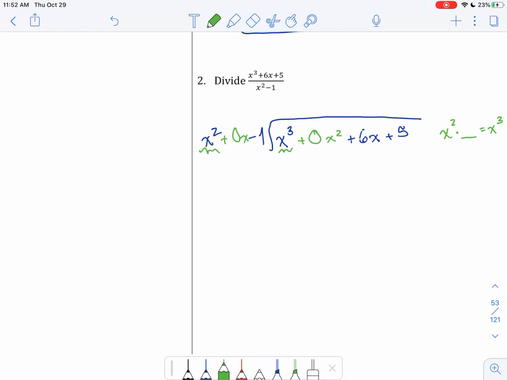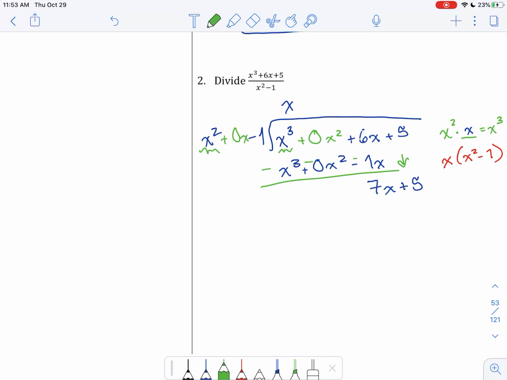And then again, you're still just looking at that first term there and asking yourself, okay, x squared times what is going to equal x to the third? That would be x. So that's going to go up here. Multiply it down, x times x squared minus 1. And make sure that you're writing out all the terms, which is x cubed plus 0x squared minus 1x. Then we want to do our subtraction. This subtract here, we know we've done that right. Subtract, theirs are going to cancel as well. And subtract to there. So now we have 7x, bring down the plus 5.